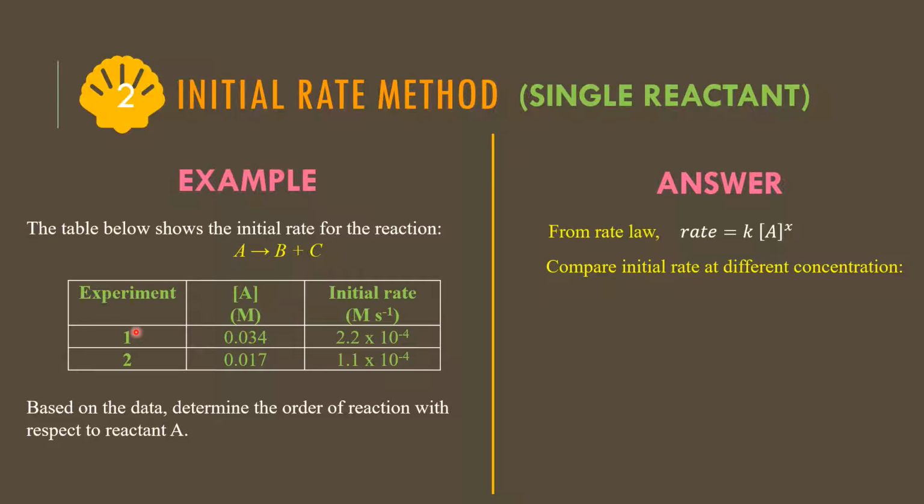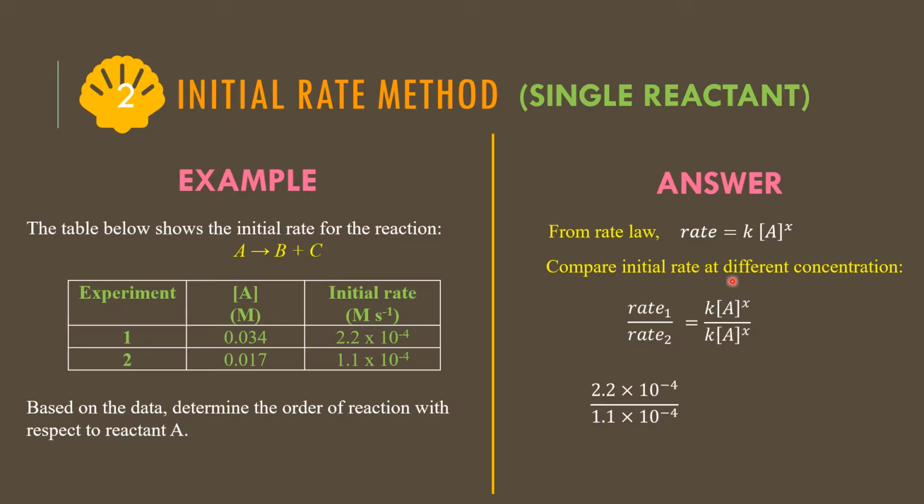Cara nak compare adalah kita akan bahagikan rate law 1, iaitu eksperimen 1, bahagikan dengan rate law 2, iaitu eksperimen 2. Formula bagi rate law 1 dan rate law 2 dia sama je. Rate is equal to K times concentration of A power of X. Rate 2 pun, rate is equal to K times concentration of A power of X. Next, kita akan substitute value. First, kita akan substitute value yang ini dulu. Rate 1 is the initial rate for experiment 1. Rate 2 is the initial rate for experiment 2.